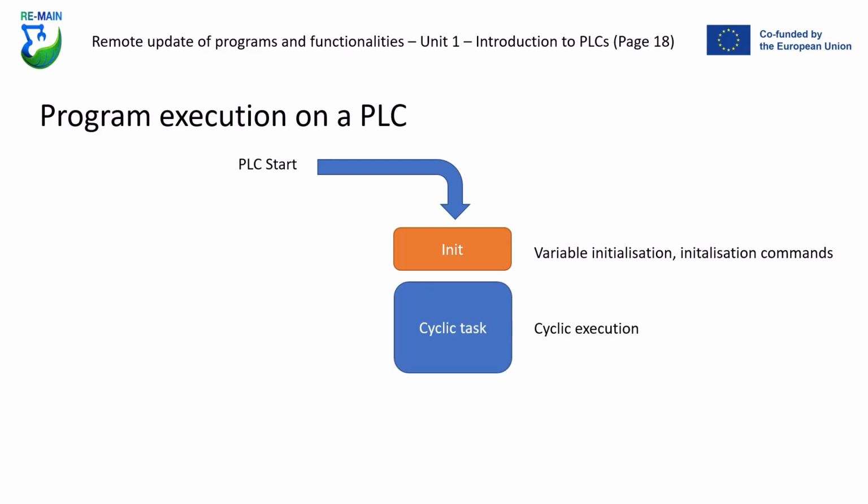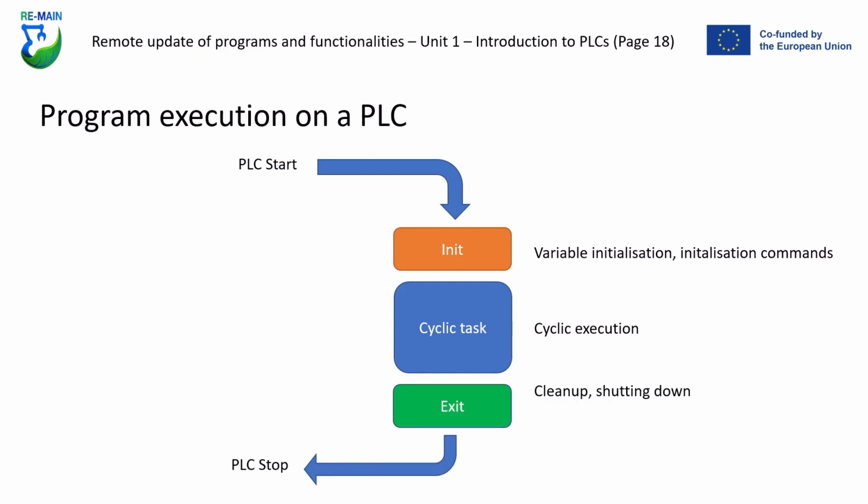Afterwards, the cyclic task is started. The cyclic task continuously executes the main control logic, reading inputs, processing data, and updating outputs in a loop. This is where the ongoing operation of the system is managed. Most of the operation time of a PLC will remain in this task.